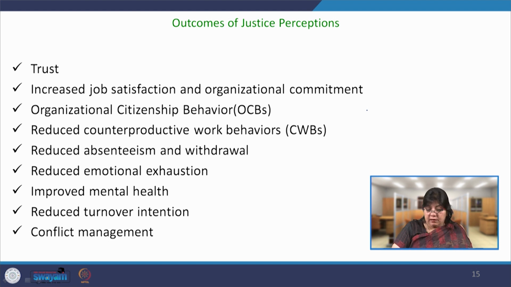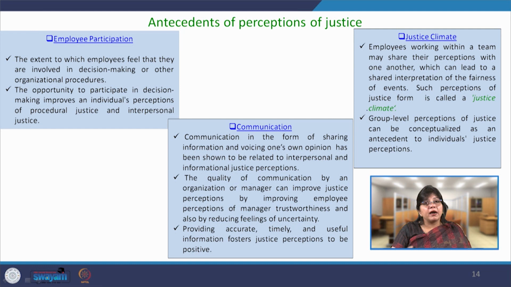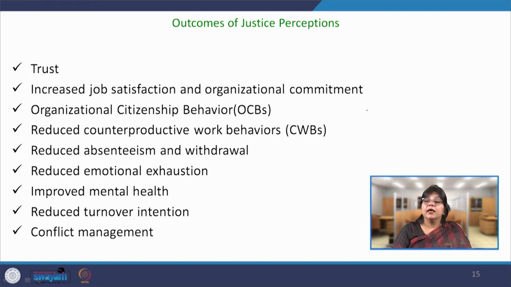The other is outcomes of justice perceptions. If I just go to the previous slide, if employee participation, communication and justice climate are perceived by the employees, definitely it has some positive outcomes, such as it fosters trust, and it increases job satisfaction and commitment, because the more justice is perceived by the employees, the more they become attached to the organization, the more they desire to continue to serve the organization, they are emotionally attached and become highly committed to their organization. There is fostering of organizational citizenship behaviors.